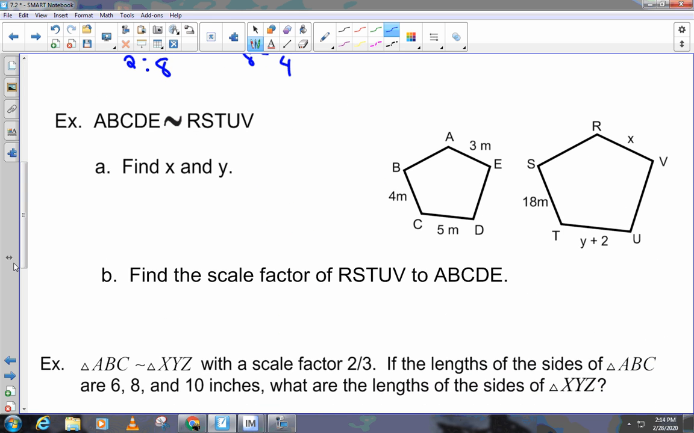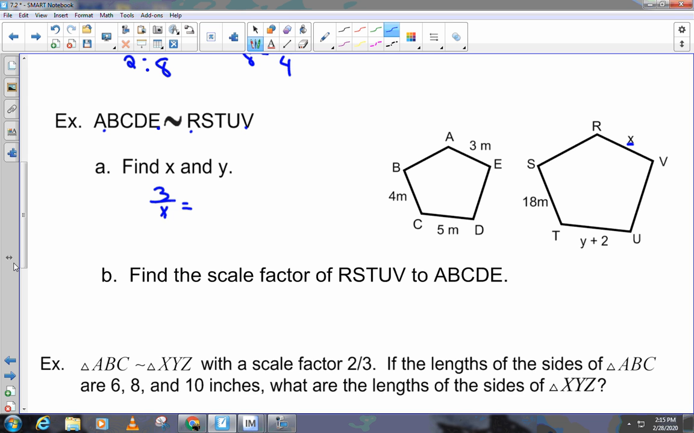Okay, it says that ABCD is similar to RSTUV. We want to find X and Y. So let's work with X first. X is in between R and V. What does it marry up with? A and E, right? So X and 3 go together. So I can do 3 is to X. That's one from here and one from there.